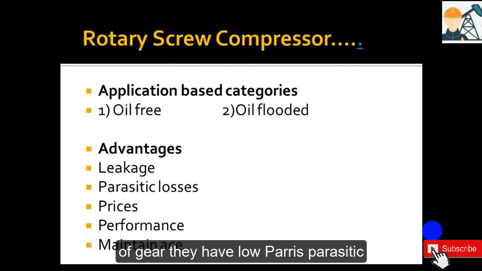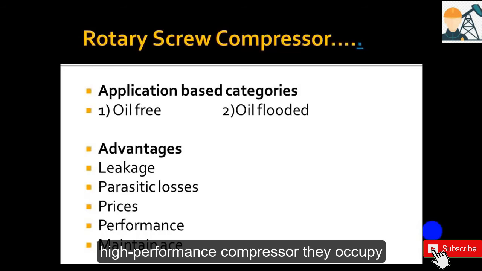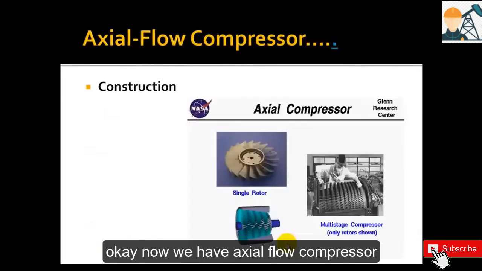They have low parasitic losses. They have low prices. They are high performance compressors. They occupy a fraction of the space. They require a minimum of operating attention and maintenance.